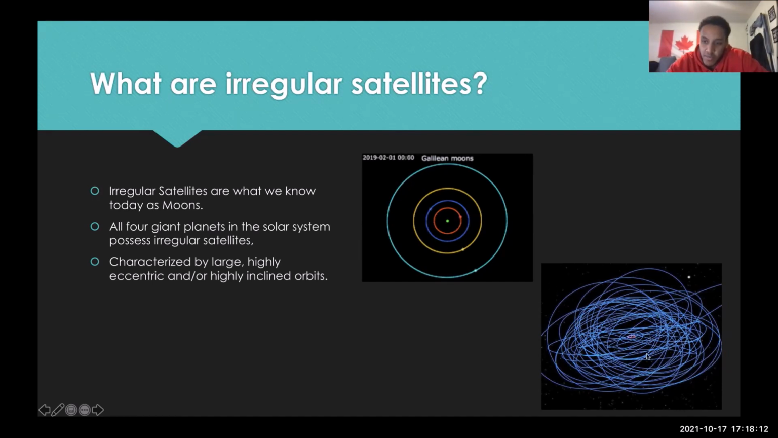So on the bottom right, you can see the orbits are not fixed. They're wild, crazy. They have different orbits at different days. So the velocity and their timings are all different, which are characterized by large, highly eccentric, or highly inclined orbits, as you can see on the right.